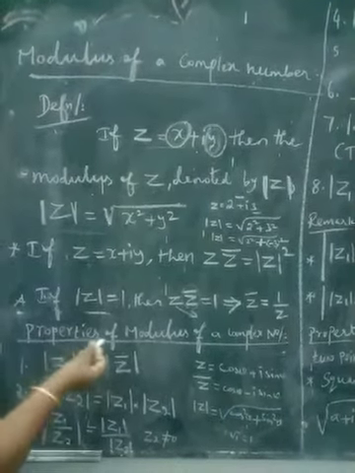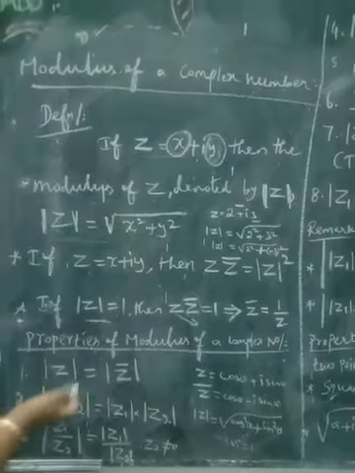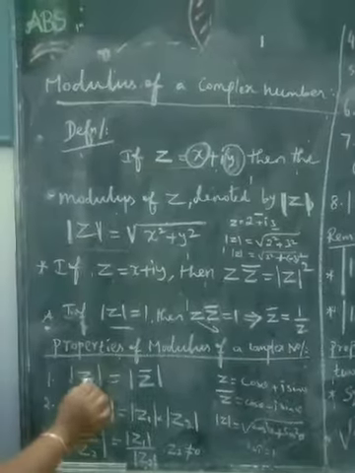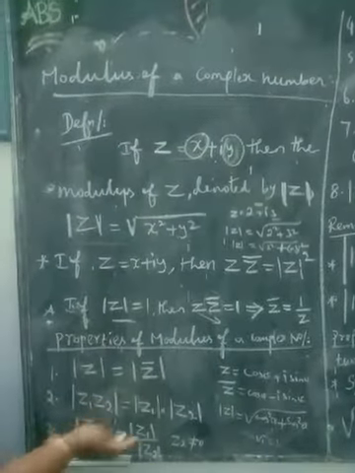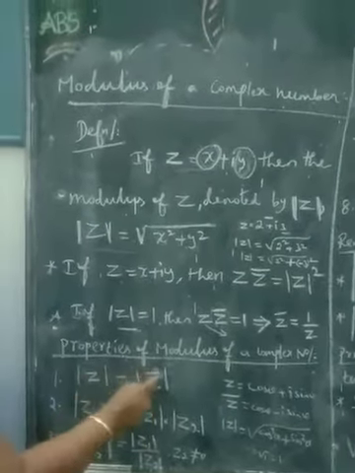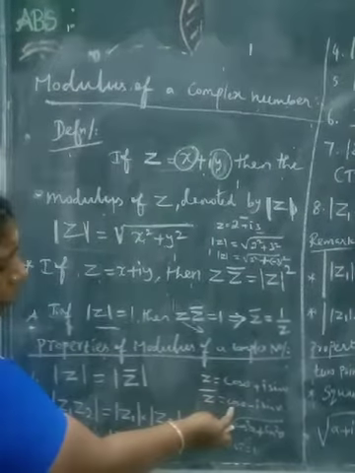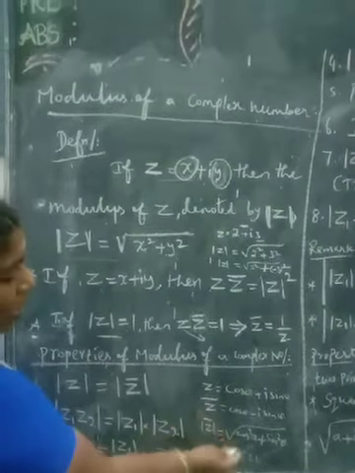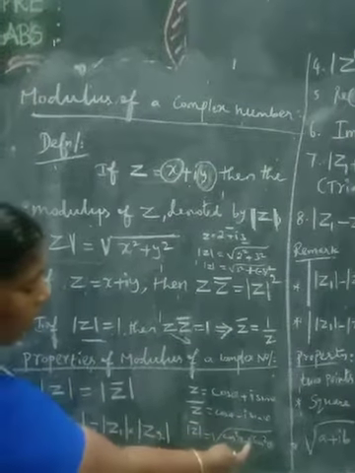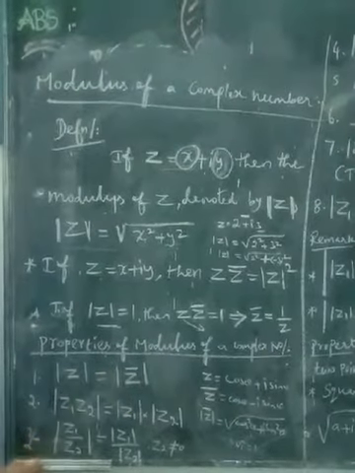Next, properties of the modulus of a complex number. Let me explain. First one, mod z equals mod z bar. That is, the modulus of a complex number is equal to the modulus of its conjugate. If we take z bar, what will we get? The same thing; here minus, so minus the whole square plus, so sin square theta plus cos square theta is 1. So always mod z and mod z bar are equal.